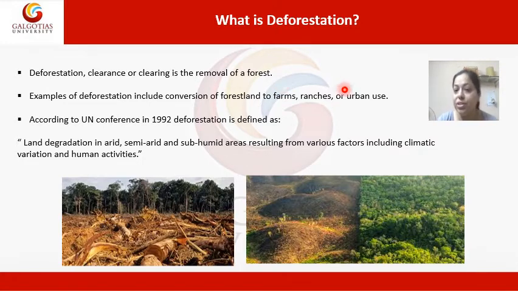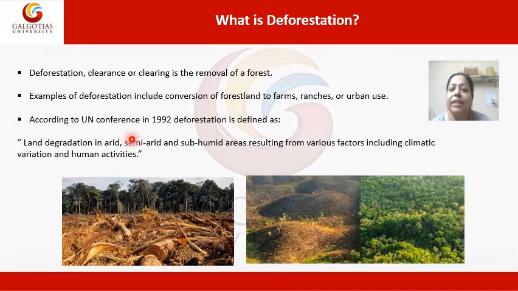Next, we have ranches, that is for breeding animals. And the last one is for urban use. That is basically for urbanization, for building houses, societies, malls, and multiplexes. That is the urban use. So these are the different categories for which we need free land: agricultural use, breeding animals, and urban use. And for these three basic reasons, it is considered important that we cut down the trees and clear the forest for free land.